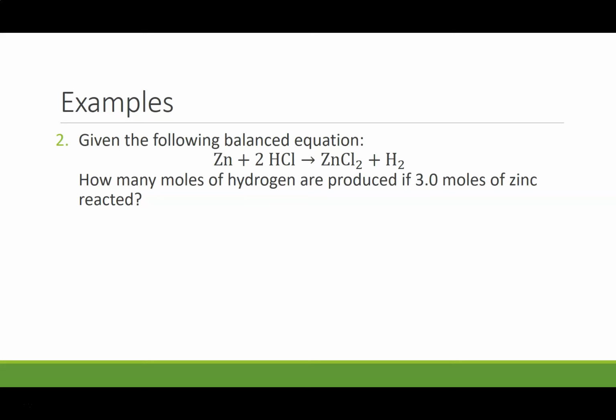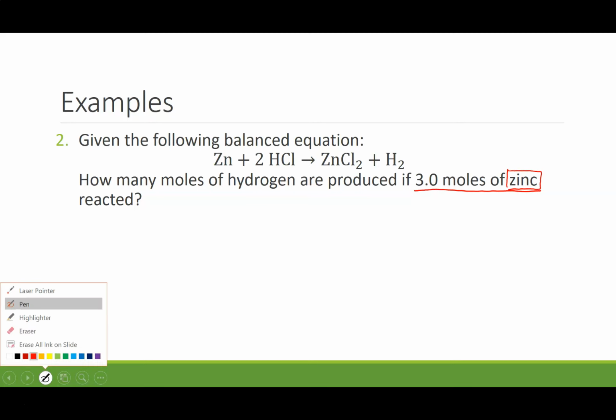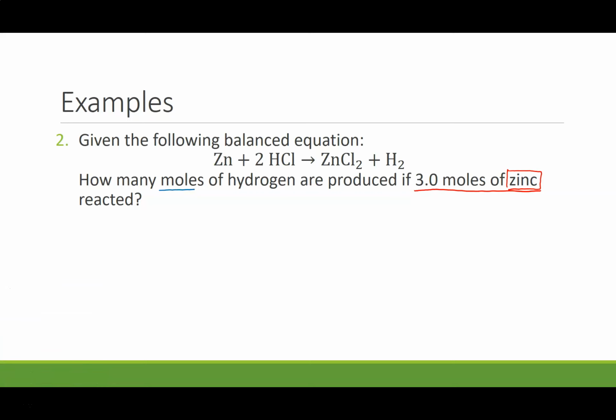The first step is to identify the given and the unknown. The given is 3.0 moles of zinc. And the unknown, which I'm going to underline in blue, is the moles of hydrogen. Notice that we are looking at 2 different substances. We are given zinc, and we are looking for hydrogen.